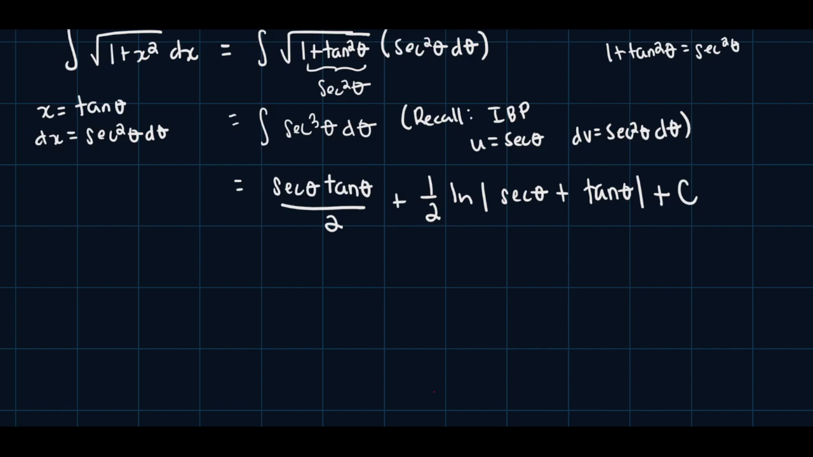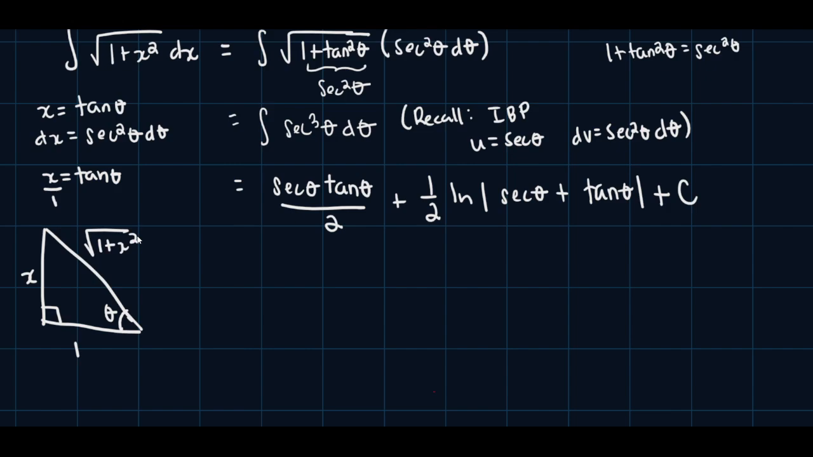So similar to our first example, we're going to draw what we call a reference right triangle. And we're going to make use of x equals tangent theta. So this would mean that tangent theta is actually x over 1. If we assign this to be theta, tangent is opposite over adjacent. So the hypotenuse is square root of 1 plus x squared. Okay? So with this, we can now get the value of secant theta.